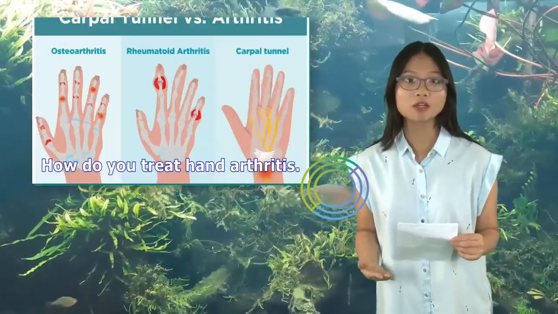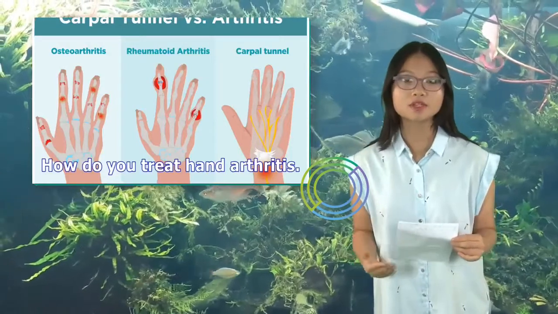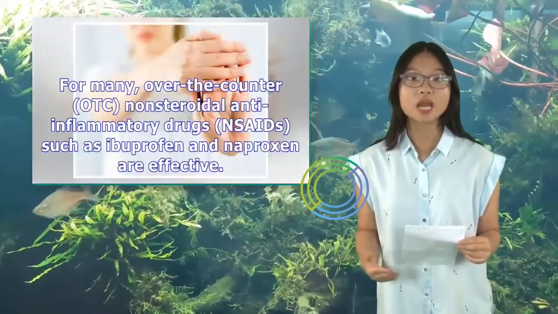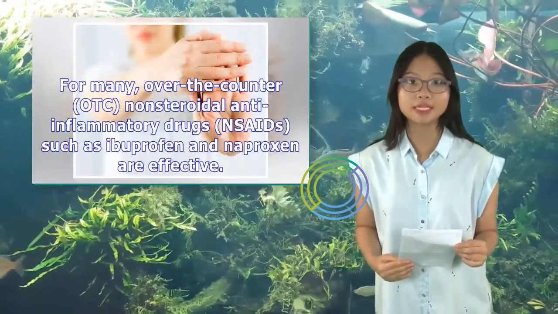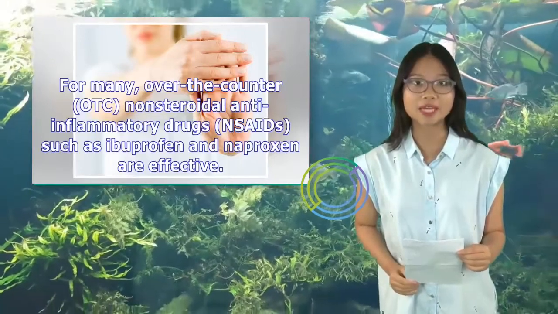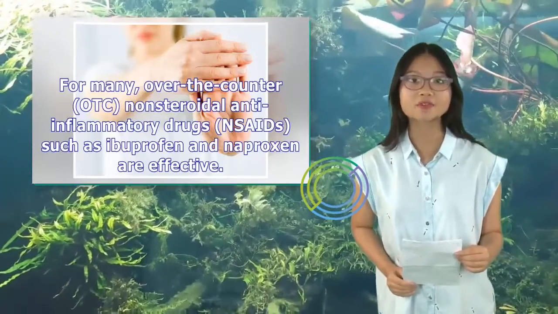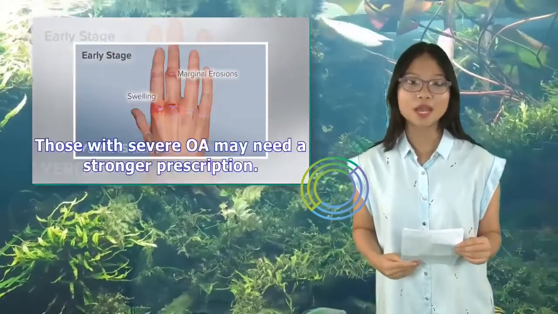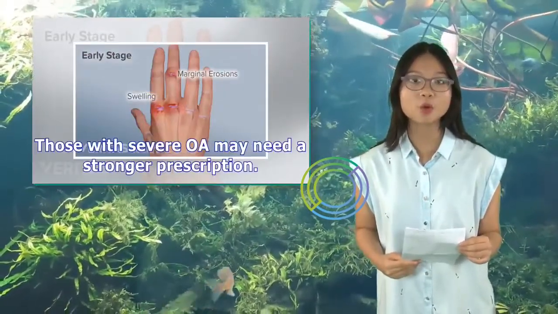How do you treat hand arthritis? Pain medication. Pain medication can provide some relief during flare-ups. For many, over-the-counter, OTC, non-steroidal anti-inflammatory drugs, NSAIDs, such as ibuprofen and naproxen are effective. Those with severe OA may need a stronger prescription.